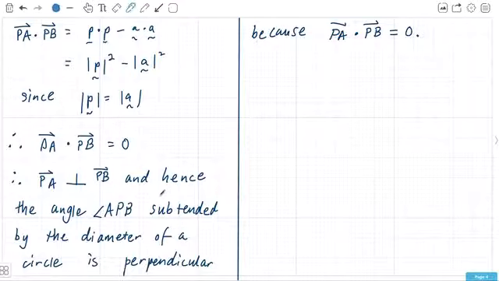So the angle APB subtended by the diameter of a circle is perpendicular as required. And we should put that just to finish.